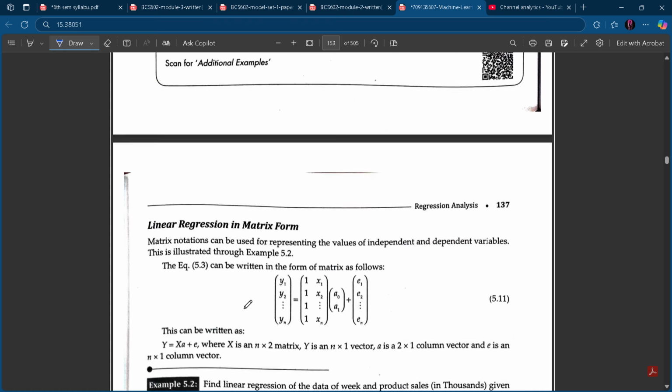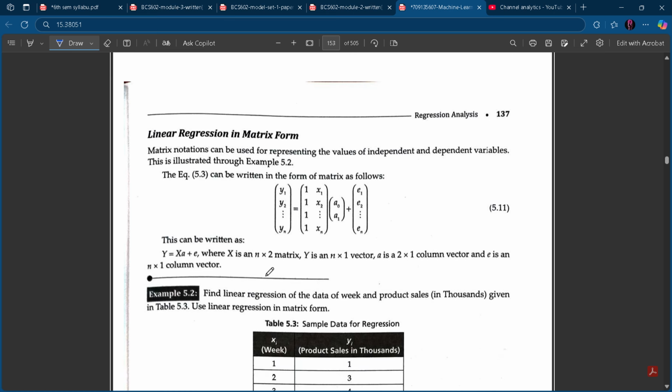So we'll see in the next video where we are doing the same, I mean not the same but the same type of problem, in matrix form.